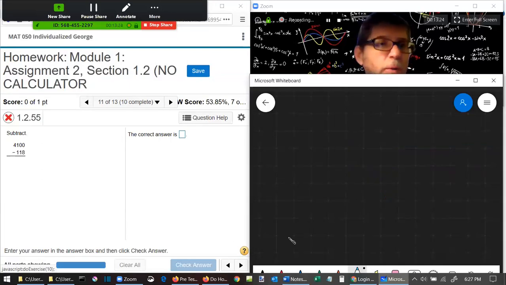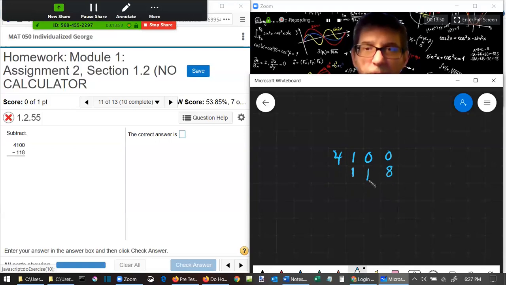Okay, so for this one here, we have 4,100 and we're going to subtract 118. Now, where you put the 118 is very important. You have to make sure that everything lines up. In other words, the ones digits line up, the tens digits line up, the 100 digits line up, and so on. So this smaller number has to be right aligned with the bigger number. Now we can subtract.